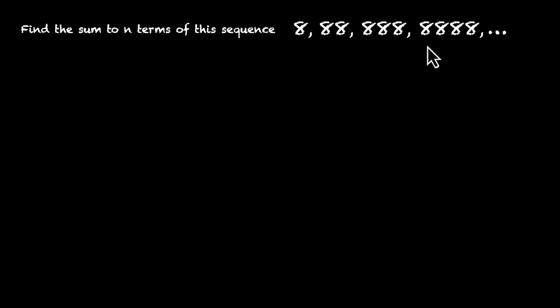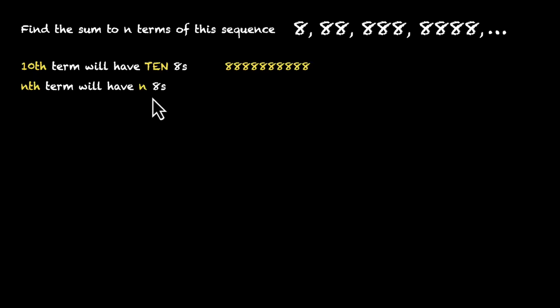Well, can we find the nth term? The 10th term will have 10 8s. The pattern here is that the first term has 1 eight, the second term has 2, the third one has 3, and so on. So the 10th term will have 10 8s. That's going to be our 10th term. This means the nth term will have n 8s. So this is going to be 8, 8, 8, 8, and so on. This will have n digits.